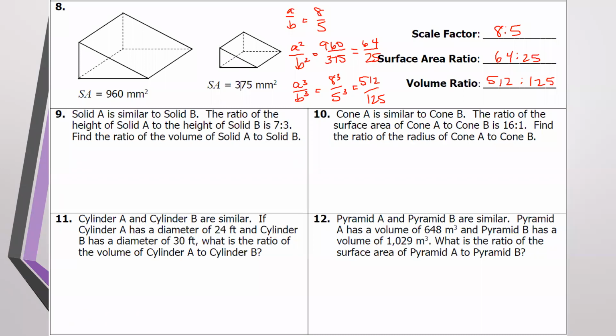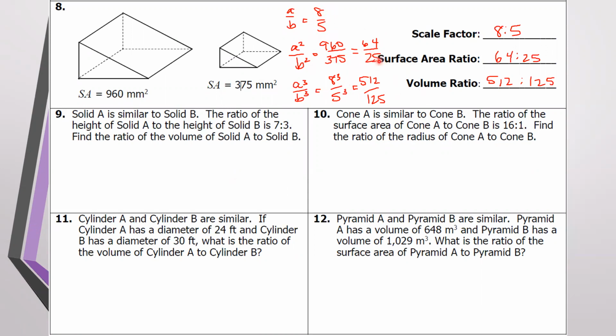All right, so when they gave us surface area, they were giving us a squared over b squared. So I said a squared over b squared was that 960 over 375. Simplify that fraction, it simplifies to 64 over 25. So your surface area can't talk to your volume. You cannot use the 64 over 25 and go straight to your volume. First, you need to find your scale factor. And then once you know your scale factor, you'll be able to cube those numbers to find your volume.